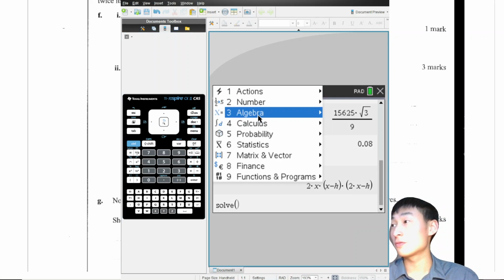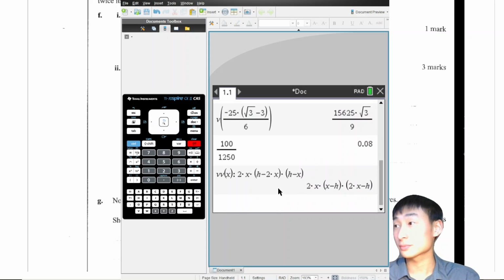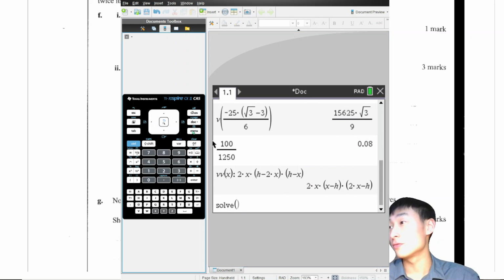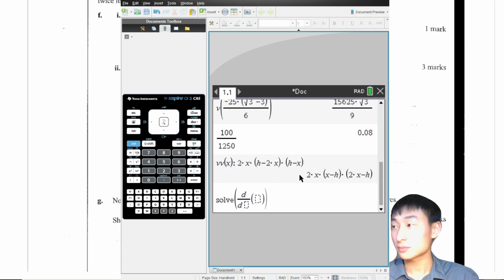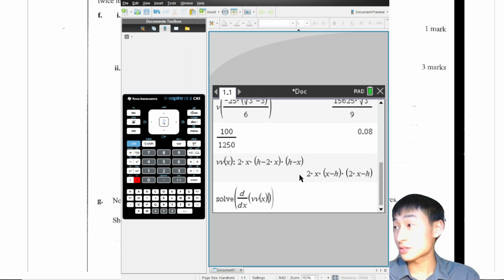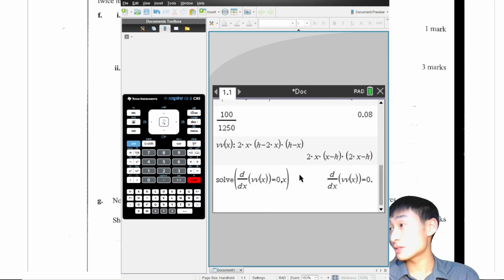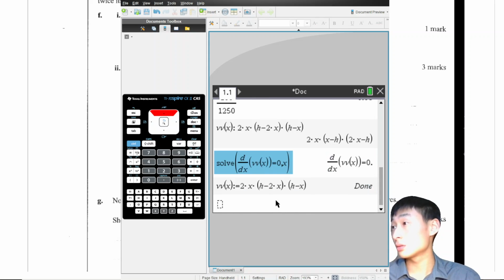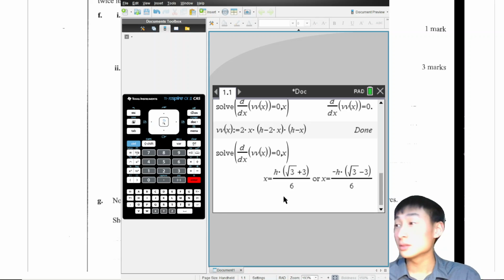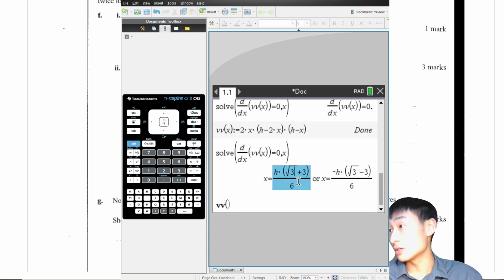So menu 3, 1. Oops, I meant menu 4, 1. Solve V'(x) is equal to 0 for x. What's wrong there? Oh, I actually haven't defined this properly. Okay, we get those two answers again. And then the maximum volume, well, I'll just sub it back into V of x. I'll just move this here.